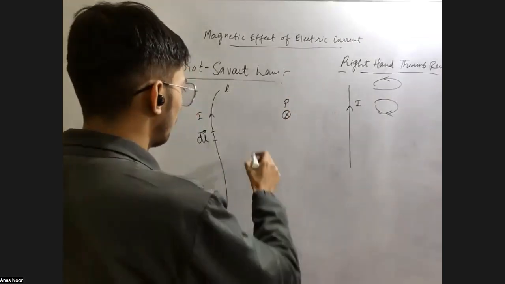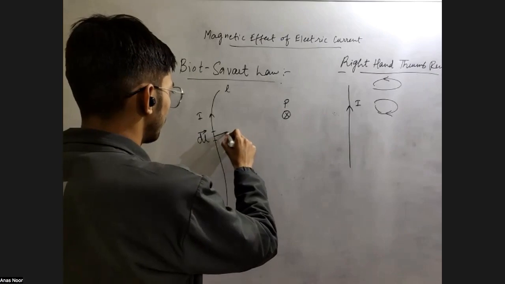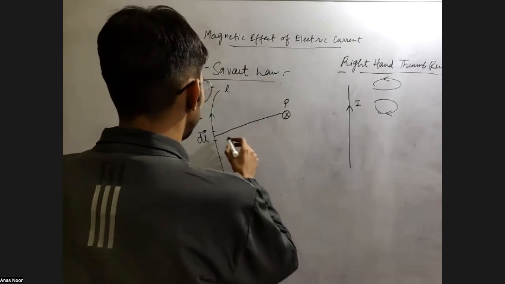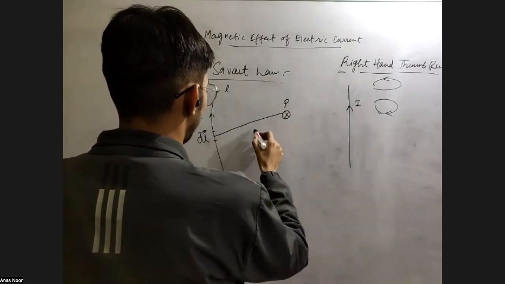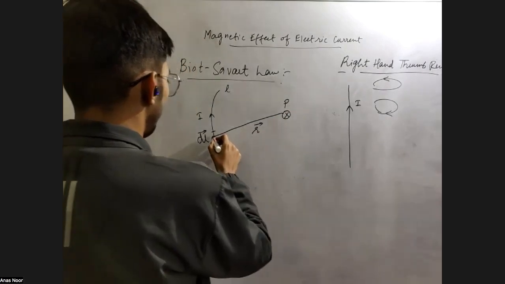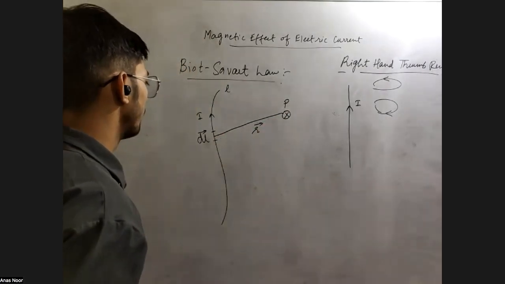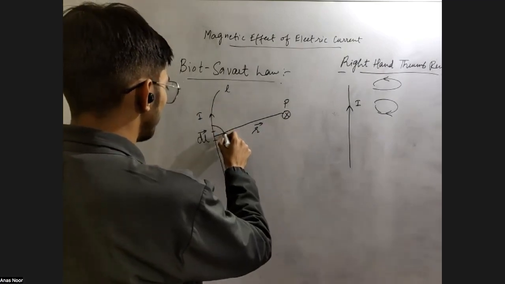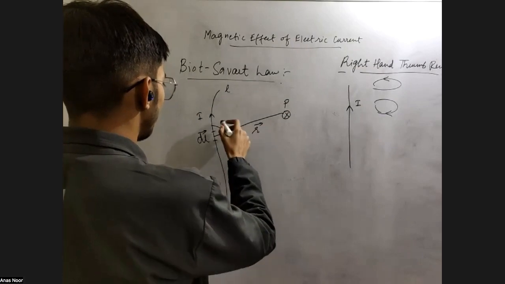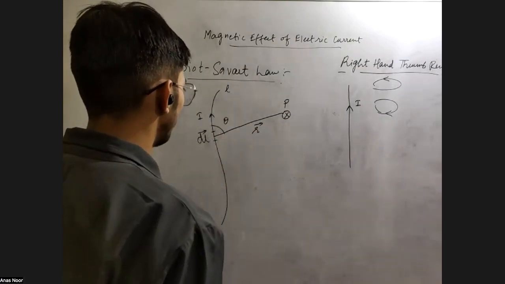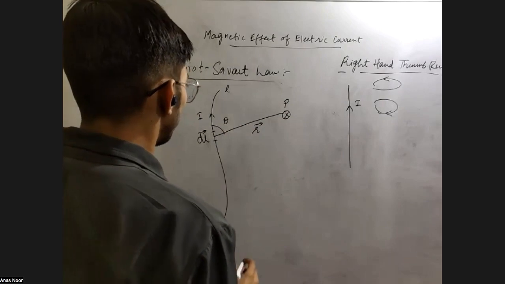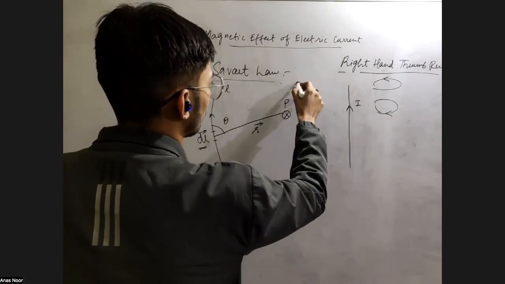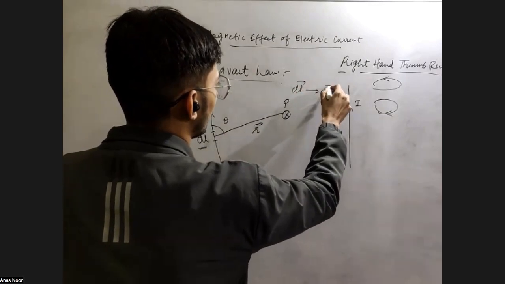So first of all, we join this. Now let us say this vector is r vector from dl length up to P. Further, the angle between this line and this wire is theta. Now this dl length will produce a small field dB.